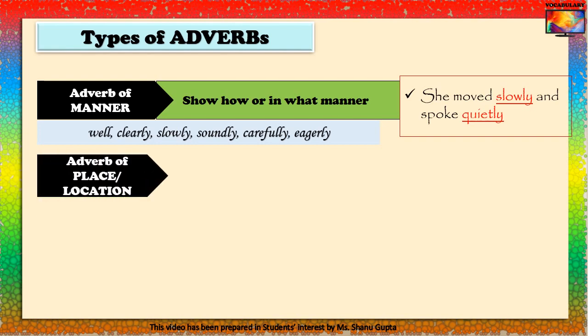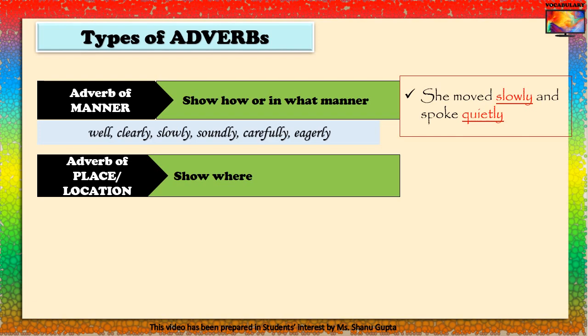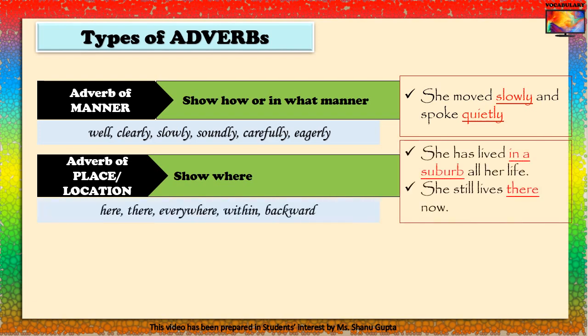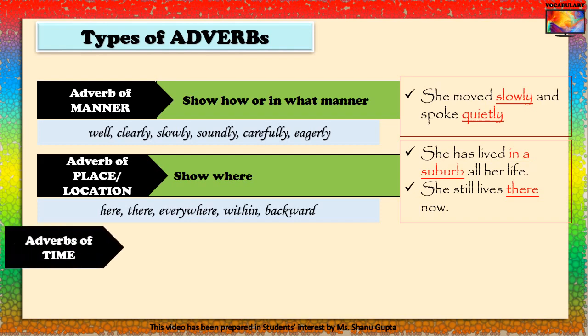Adverbs of place or location show where an action is performed. She has lived in a suburb all her life. The adverb phrase in a suburb answers the question where. She still lives there now. There is an adverb of place.